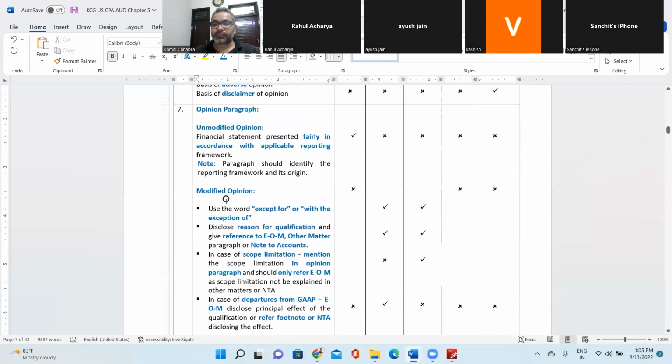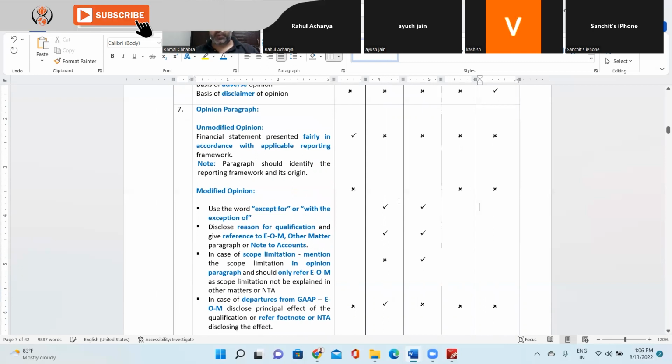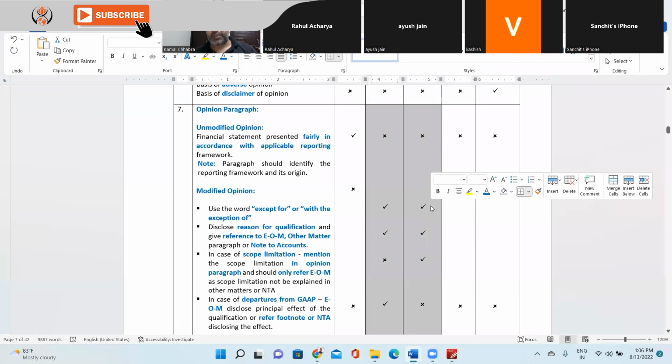Make sense? Yes, sir. If you see in the modified opinion, we have kept tick marks in these 2 columns, which is for GAAP issue and for GAAS issue.